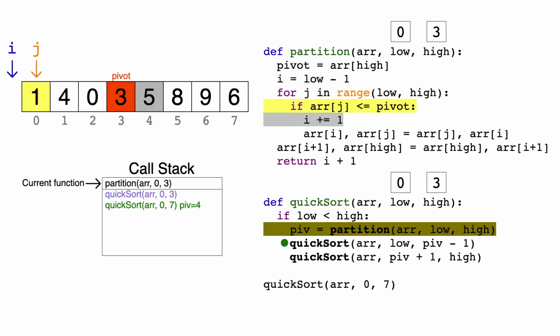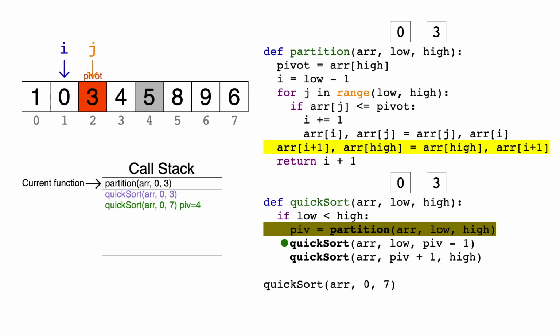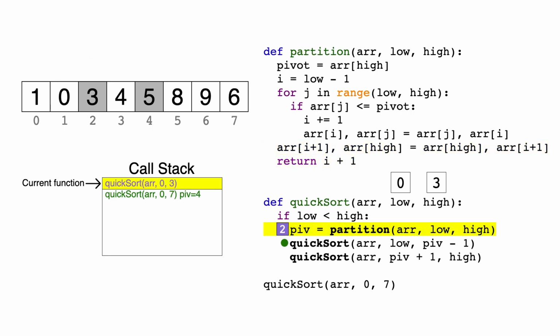1 is less than 3, so we'll increment i and swap. But notice that i and j are pointing to the same element, so we're actually swapping 1 with itself, so nothing happens. Next is 4, which is greater than 3, so we just move on. 0 is less than 3, so let's increment i and swap 0 and 4. The loop is finished, and now i plus 1 equals 2, so let's swap the pivot with the element at index 2. Now partition is done, and we return 2 as the pivot index.